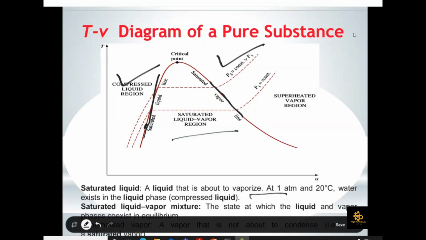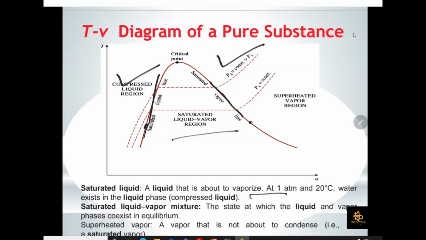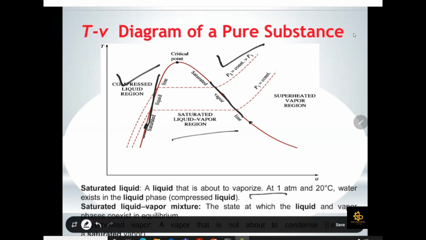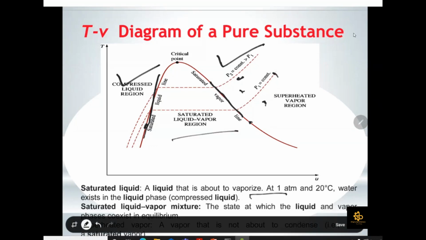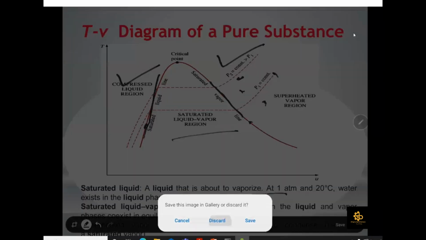That is still not a saturated vapor. So saturated vapor lies on this point. If any point lies on your saturated vapor line, it will be a saturated vapor. And if points lie in this area, it means it will be in the saturated vapor region. So this is just a quick review.